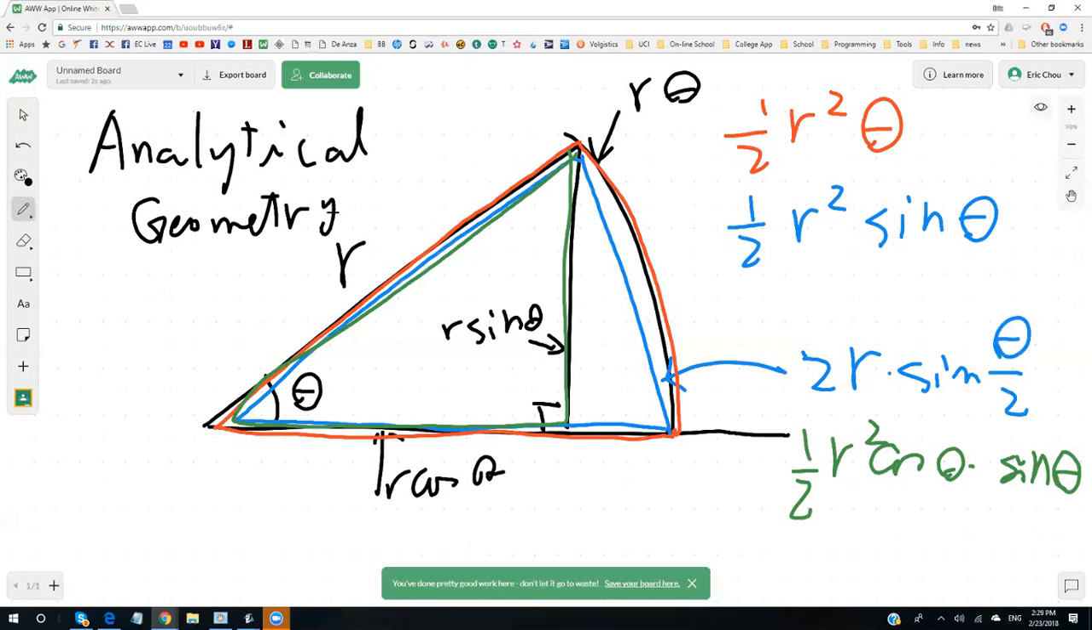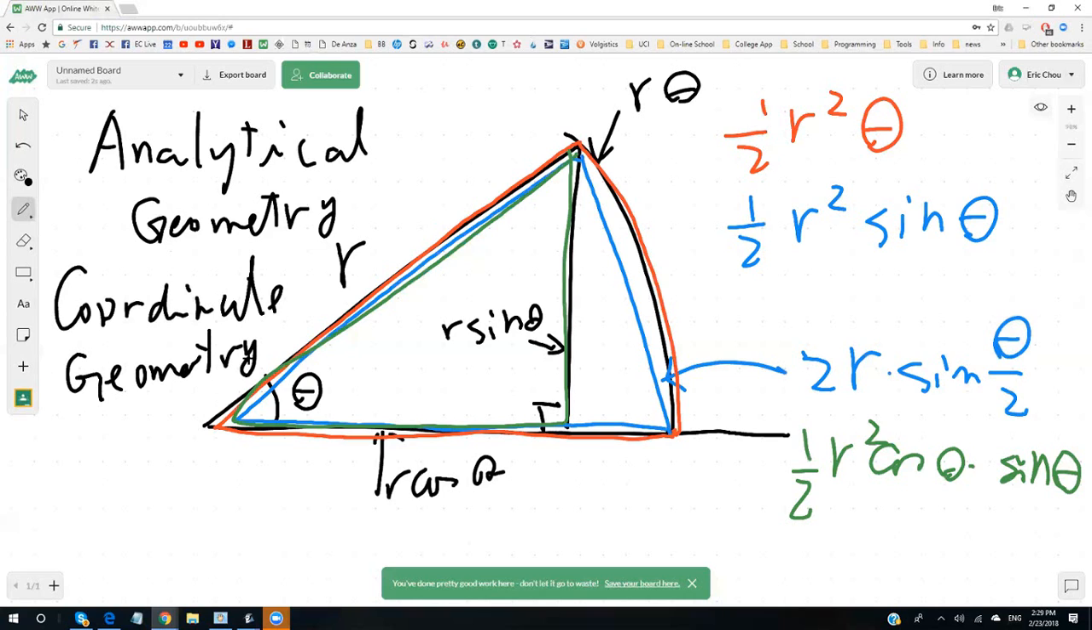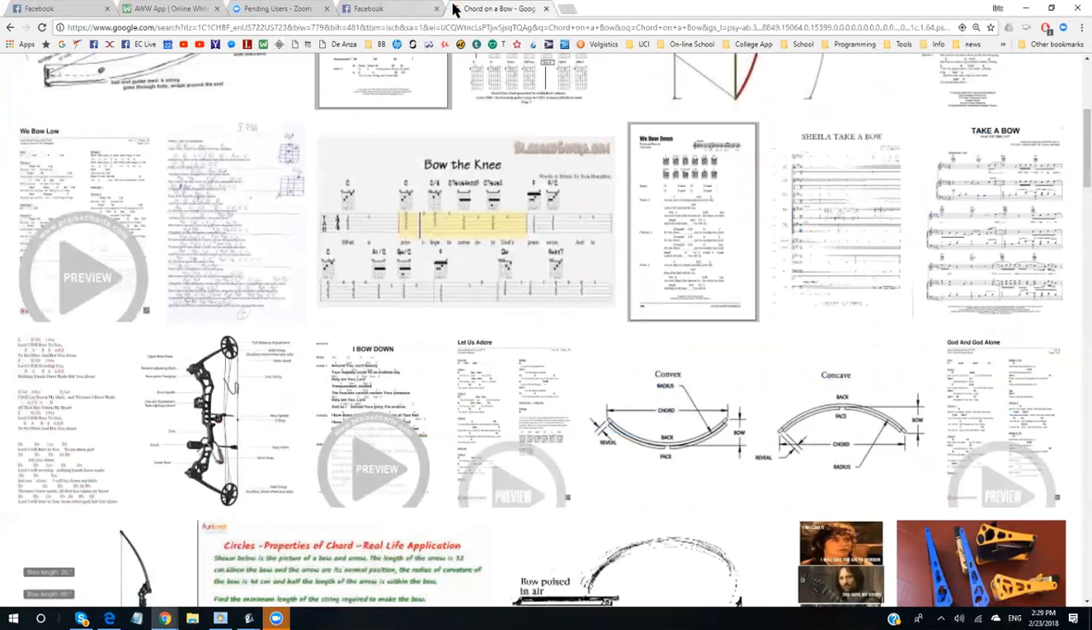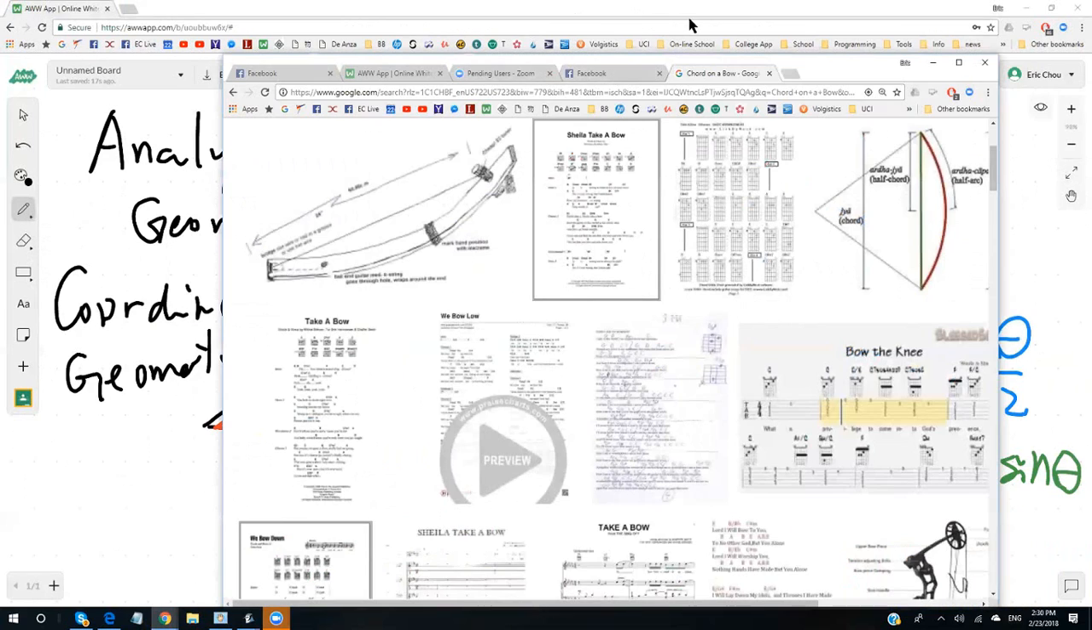Or some people call it coordinate geometry. So you learn geometry, you learn algebra 2, now you started to look at analytical geometry or coordinate geometry. And today I just give you a short introduction on the topic of trigonometry.